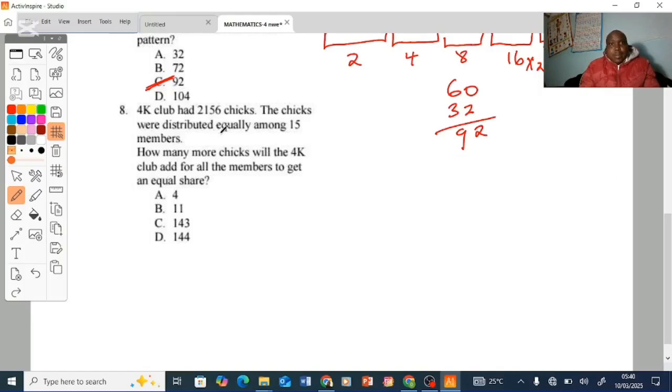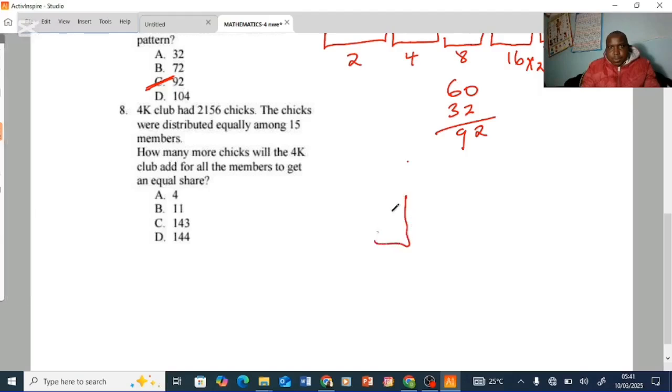These chicks were distributed equally among 15 members. How many more chicks will be added for all the members to get the equal number of chickens to share? So you just divide. So we have 2156 chickens and the members were 15.